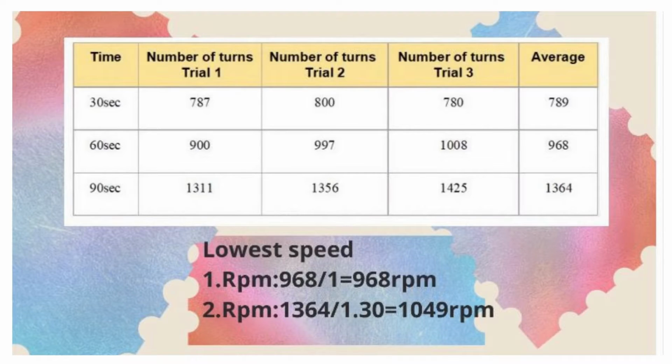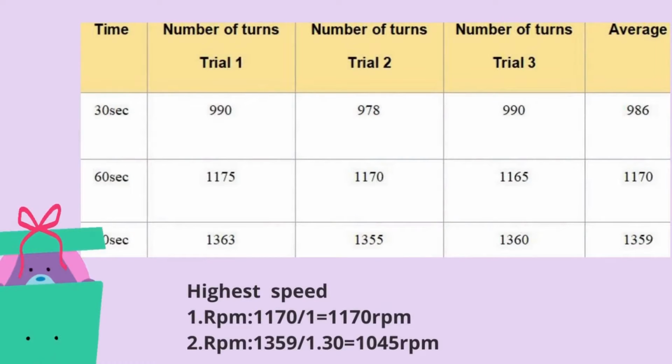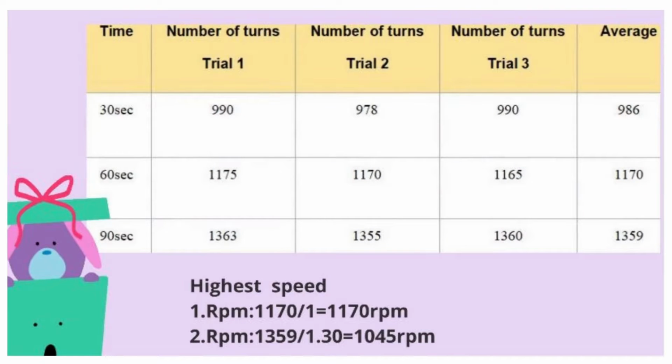For 90 seconds, this is the result that we obtained for number of turns for higher speed with different time taken. For 30 seconds, the average number of turns is 986. For 60 seconds, it is 1170 number of turns as average. For 90 seconds, it is 1359 as average number of turns. Below is shown the RPM that we get from the highest speed.